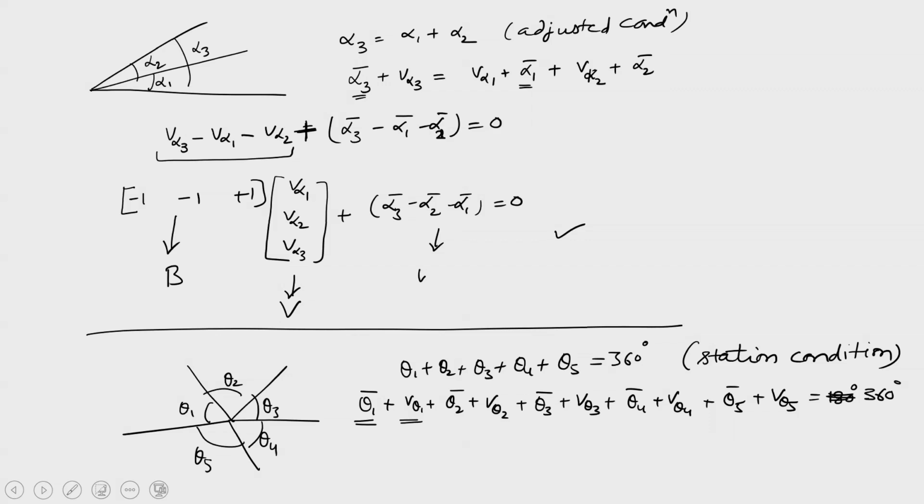On similar lines, you can solve many such examples. Other examples could be, let us say, figure condition. I have this figure of a closed polygon where the angles are theta 1, theta 2, theta 3, theta 4 and theta 5.